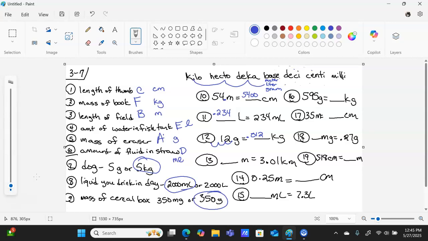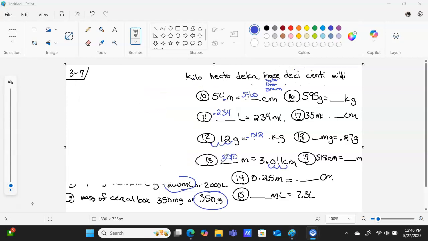And then from kilometers to meters, I'm here. So 1, 2, 3 to the right. 1, 2, 3, I'm going to need to put in another 0. And then moving on to number 14, I'm at the base unit, which is right here. And I need to go to centimeters, so it would be 1, 2 jumps to the right. So move the decimal 2 to the right, and it becomes 25 centimeters.